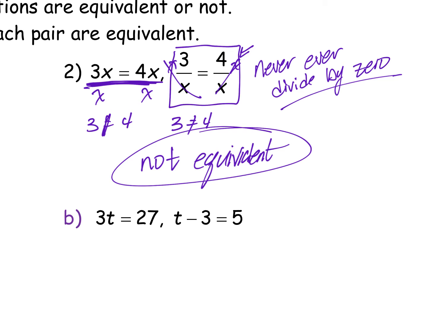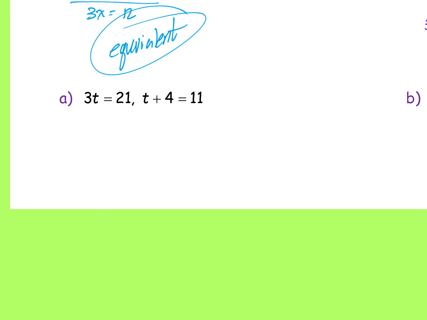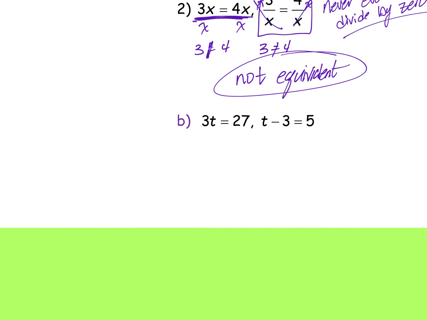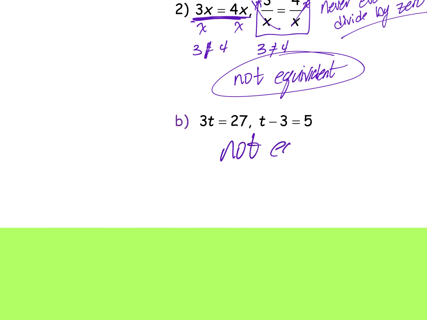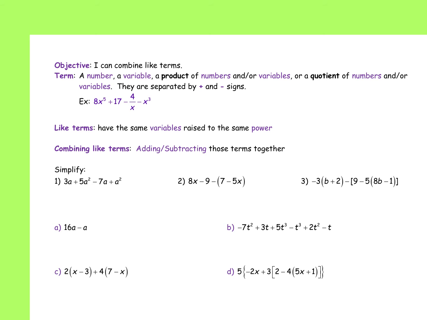Because college prep math covers everything from your freshman year to your junior year. Here we go. So what about A? Equivalent, good. Equivalent. And B? Not. Okay. All right. We got 2 more to go. We got a couple more vocabularies. I hope you can combine like terms. That's what we're doing next, right?